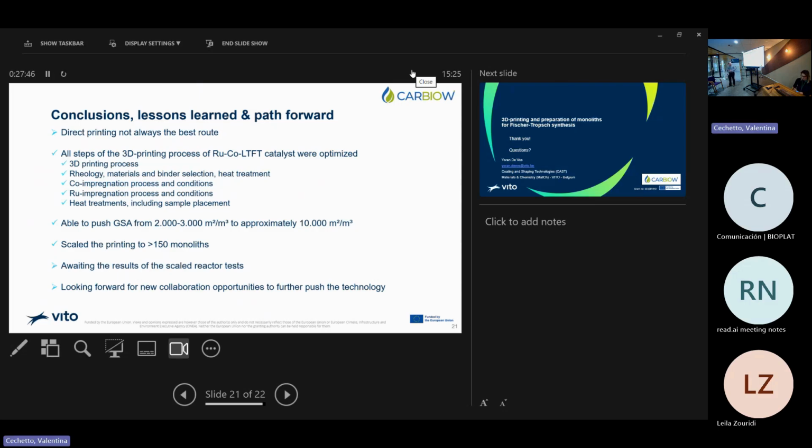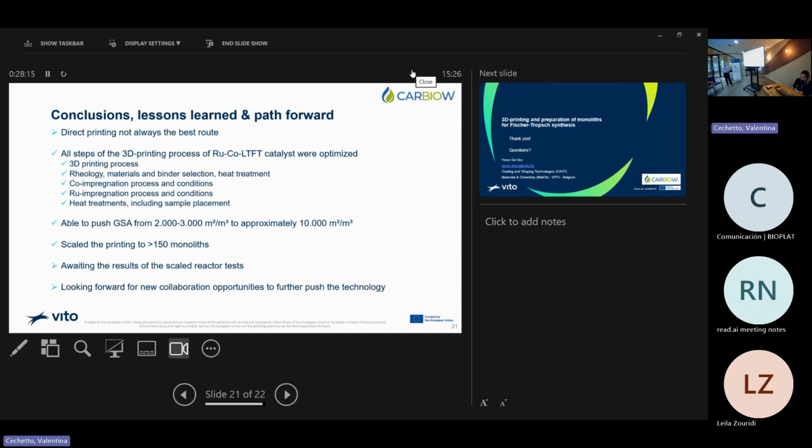So to conclude the presentation, direct printing is not always the best route. We could also optimize it a little bit, but it looked very interesting to push the technology and to go with the indirect route. We optimized all the parameters in producing this catalyst. We were able to push geometric surface area close to 10,000 square meters per cubic meter, which is very high, which is also very interesting for other applications where fine features can be used.